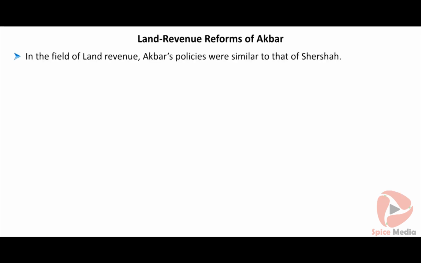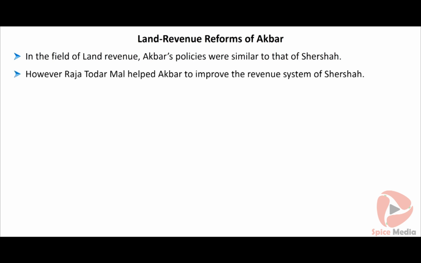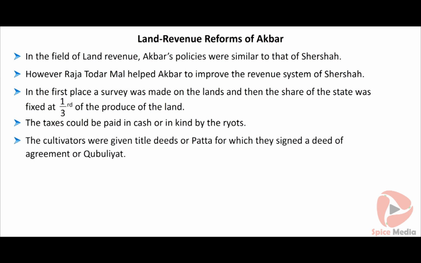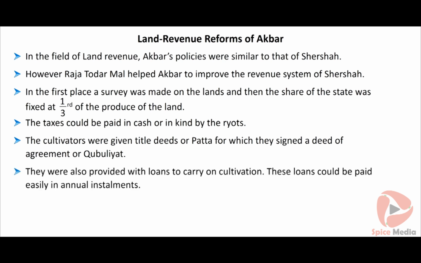In the field of land revenue, Akbar's policies were similar to that of Sher Shah. However, Raja Todar Mal helped Akbar to improve the revenue system of Sher Shah. In the first place, a survey was made on the lands and then the share of the state was fixed as 1/3 of the produce of the land. The taxes could be paid in cash or in kind by the ryots. The cultivators were given title deeds or patta, for which they signed a deed of agreement or kubiliyat. They were also provided with loans to carry on cultivation. These loans could be paid easily in annual installments.